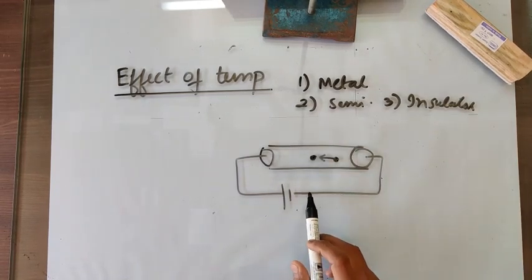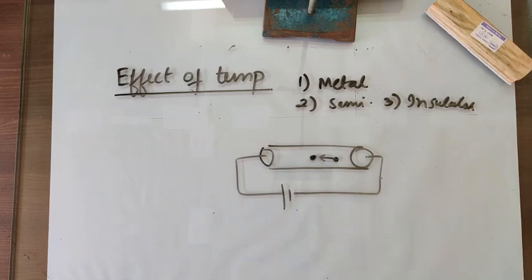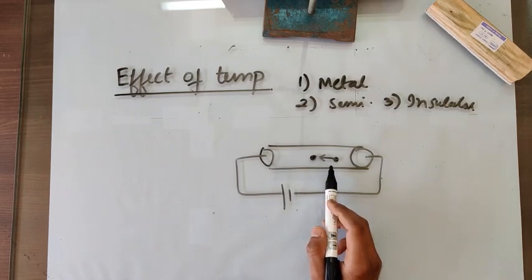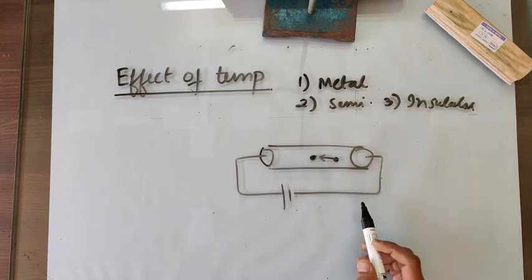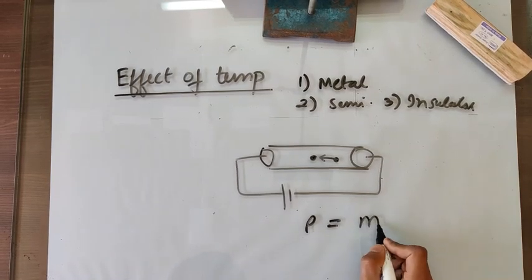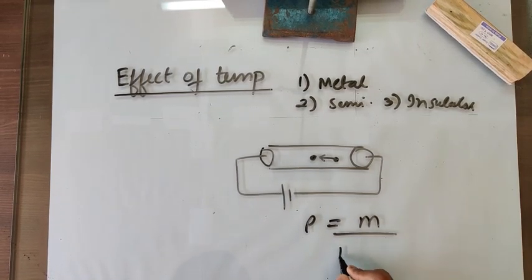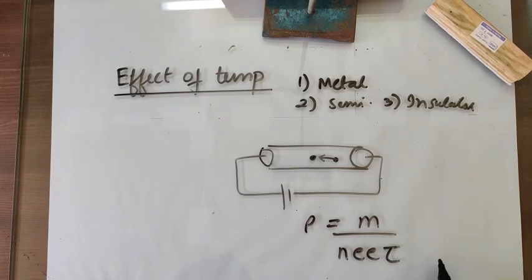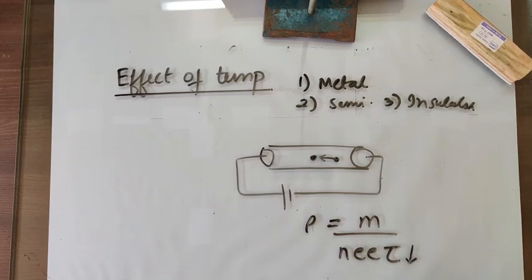The larger the number of collisions per second, the smaller is the relaxation time, and the larger will be the resistivity, because rho is equal to m upon n e squared tau. So the larger the number of collisions per second, the smaller is the relaxation time, and the larger will be the resistivity.